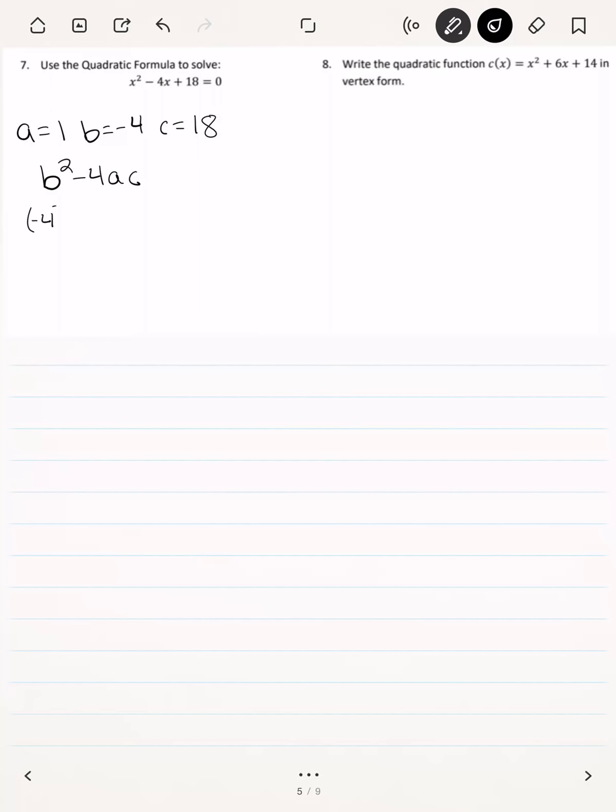So I have negative 4 squared. Make sure that goes in parentheses. Minus 4 times 1 times 18. When I type that into my calculator, I get a negative 56, which means I should have 2 non-real solutions. It's non-real because the discriminant's negative, so therefore I should have an i in my answer. So now I can go to my quadratic formula.